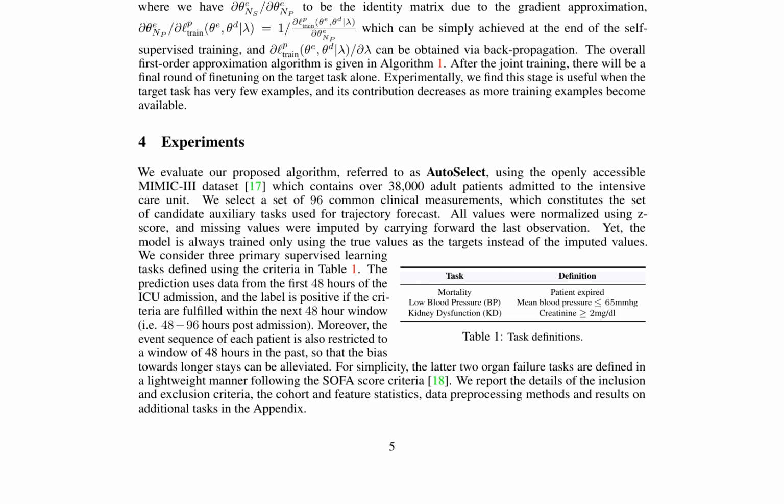The authors evaluate auto-select using the MIMICII dataset, preprocessing the data by normalizing values using z-scores and imputing missing values by carrying forward the last observation. They defined 3 primary supervised learning tasks: mortality, low blood pressure, and kidney dysfunction, and compare auto-select to several baselines, including supervised learning, pretraining, and co-training via multitask learning.